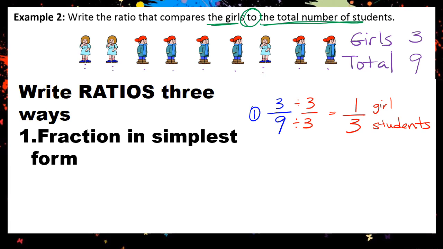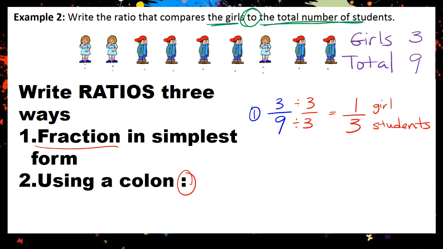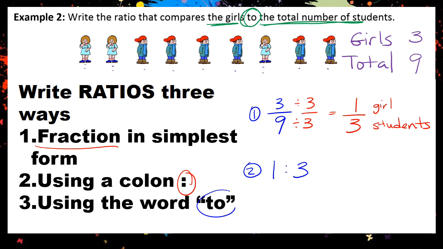Our next step is we're going to use the colon. We're going to use the fraction in simplest form for the colon. So for number 2, we can write this as 1:3. And then we're going to use the word "to." So we can write this as 1 to 3.